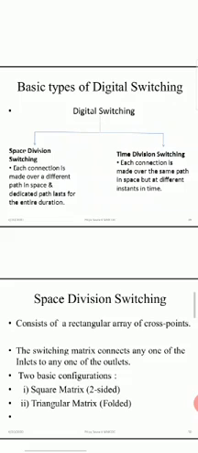So in space division switching, each connection is made over a different path in space, and a dedicated path lasts for the entire duration. That is the space which is available. So it is basically hardware which, once it comes into use, is maintained for the entire usage time for a specific user. That is space division.